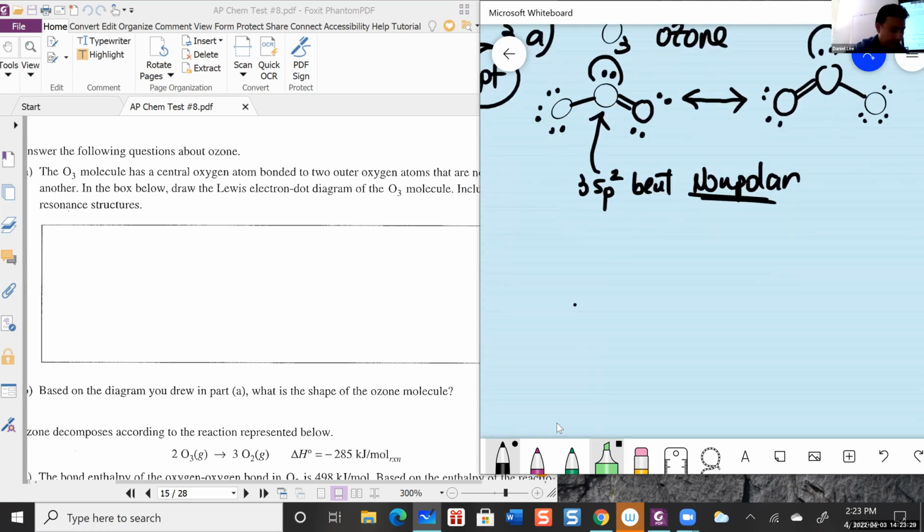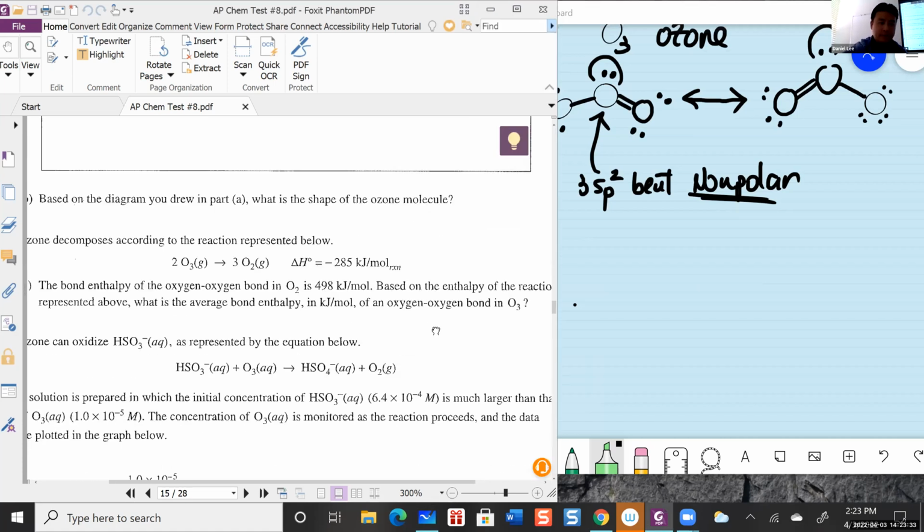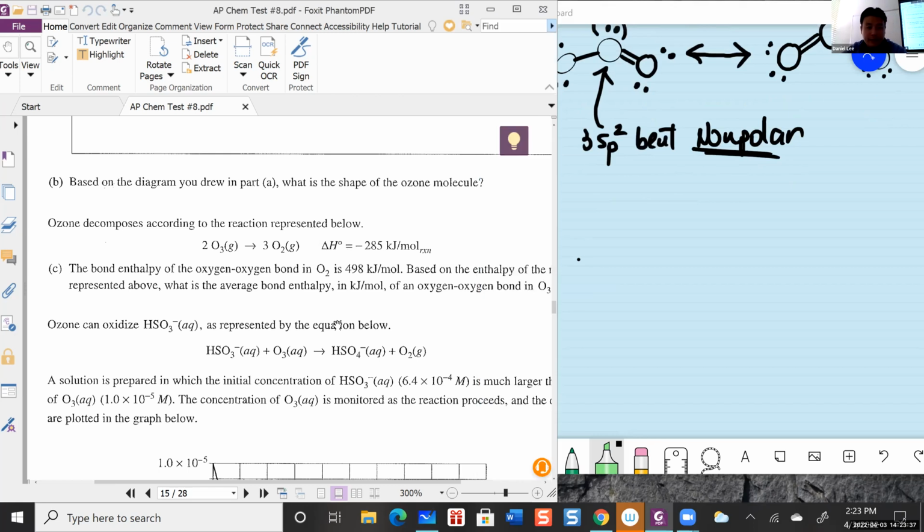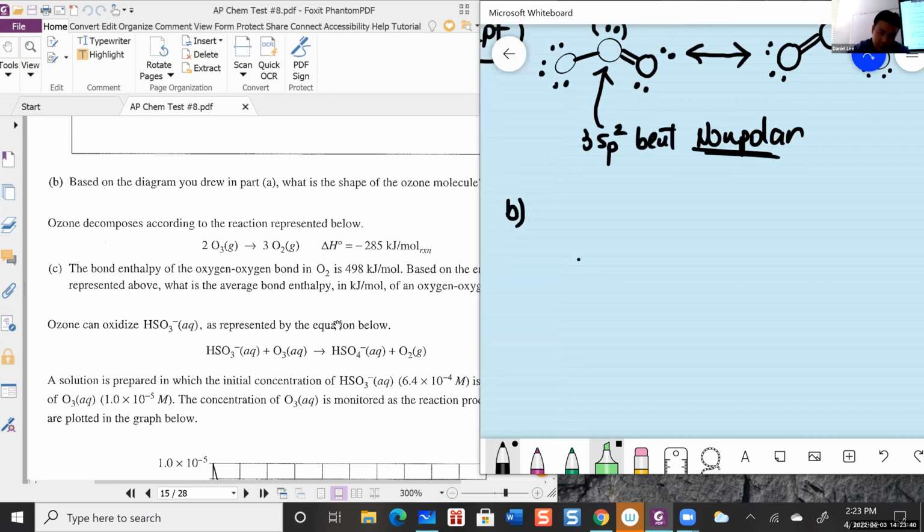Yeah? Okay. Part B, make sure you always read the question. A lot of Lewis structure, people forgot about resonance when they ask you for it. All right, so part B is shape, where we know the shape. So look at the central carbon. It has 3 electron domains, must be sp2 hybridized. It is bent.